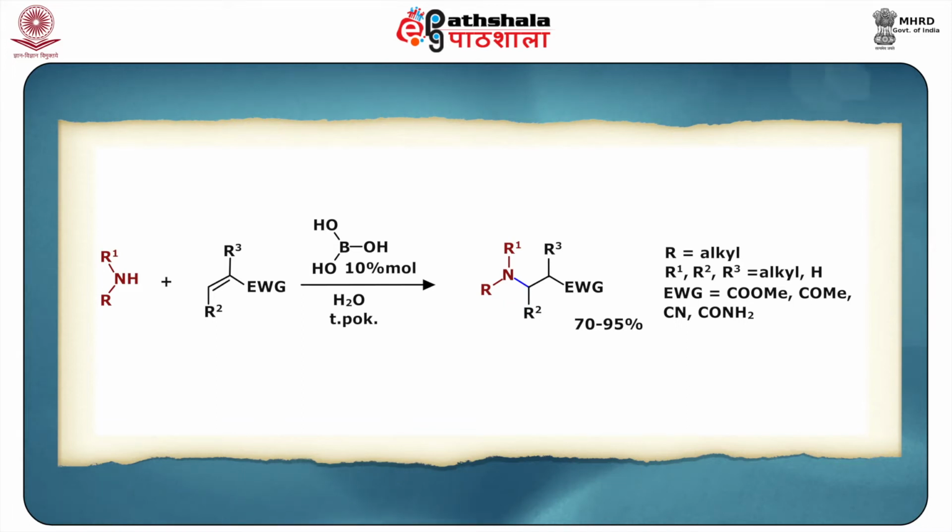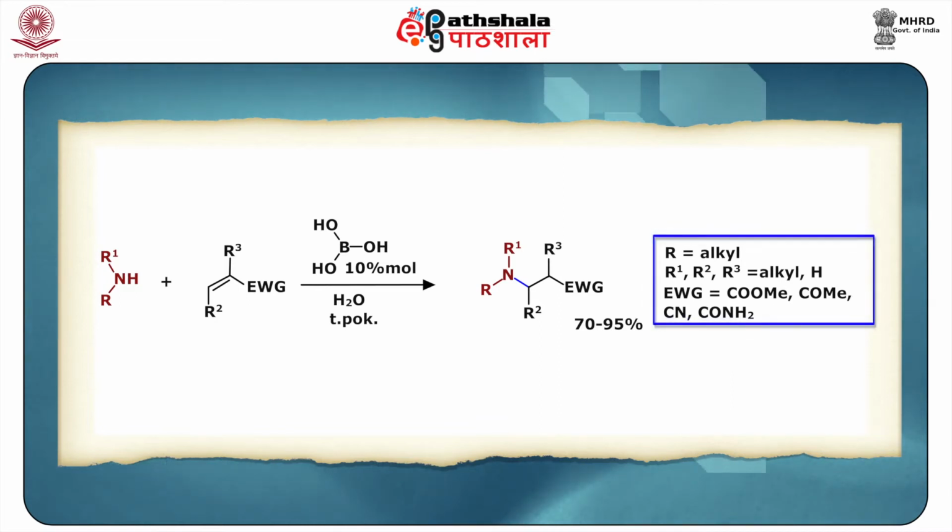And here you can see the yield is almost 70 to 95%, where R represents the alkyl. Similarly, R1, R2, R3 are the alkyl or the hydrogen substituents. You have this EWG, the electron withdrawing group, which can be the methyl ester or the methyl ketone or the cyano or the amido and so on.